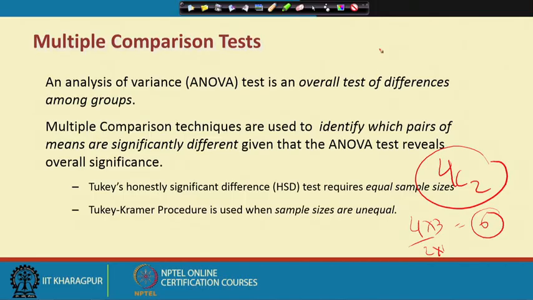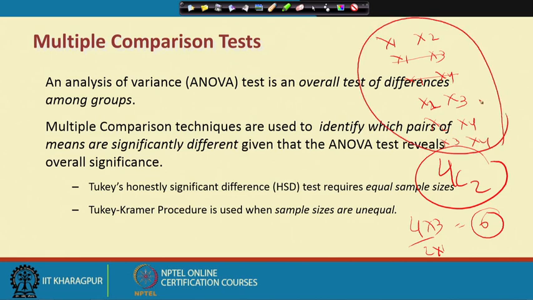So, that means with 4 samples, x1 x2, x1 x3, x1 x4, then x2 x3, then x2 x4, and finally x3 x4. These are the combinations you have to find, and then you check which particular combination is again the problem. Then the management decision will be restricted to that particular difference only.